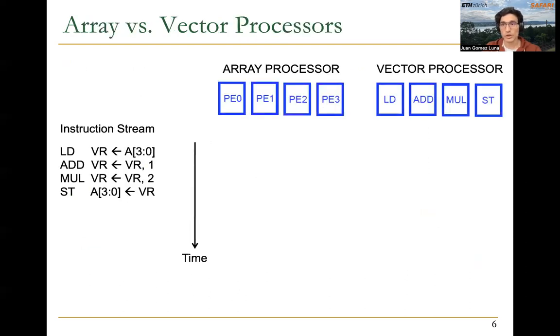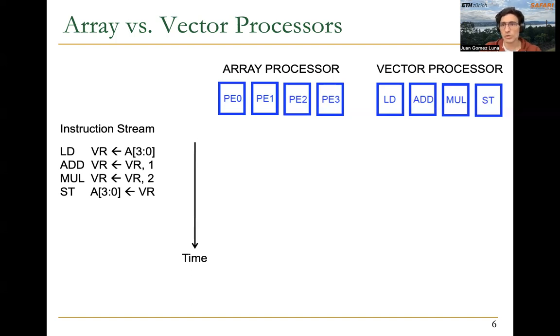Here you have your first example of array processor and vector processor. And on the left-hand side of the slide, you can see our first vector or SIMD processing program. As you can see, this is an instruction stream where we first load a few elements of an array A into a vector register VR. Then we perform an addition on the 4 elements that we loaded into this VR, then perform a multiplication, and finally we store the result in the same array that was the source of the values that we have operated on.